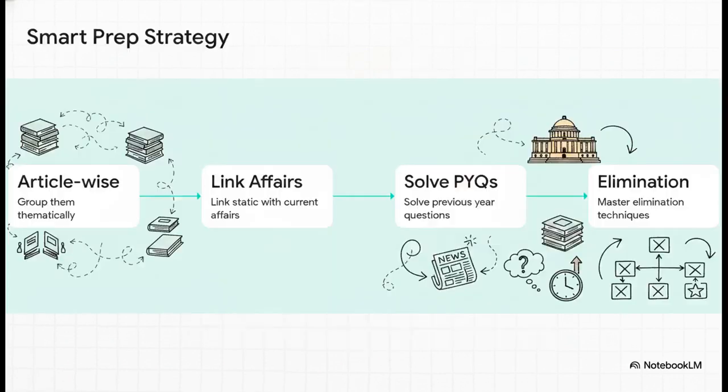So here is your smart prep checklist for maximum retention. Number 1, do article-wise preparation, grouping them thematically exactly like we did today, rather than just painfully reading chapter by chapter. 2, always link static polity with current affairs. If a watchdog body is in the news, its corresponding article is practically guaranteed to be in the exam. 3, solve previous year questions repeatedly. It really is the absolute best way to get inside the examiner's mind. And 4, master your elimination techniques. Often in polity MCQs, knowing what is definitely wrong is just as valuable as knowing what's right.